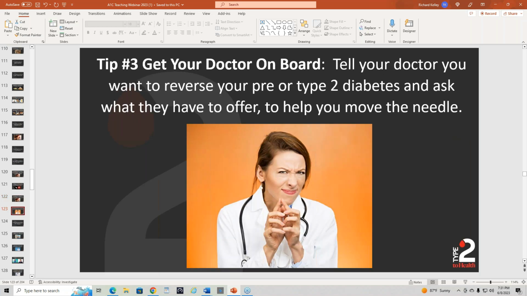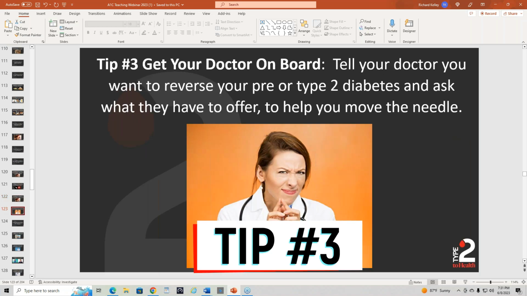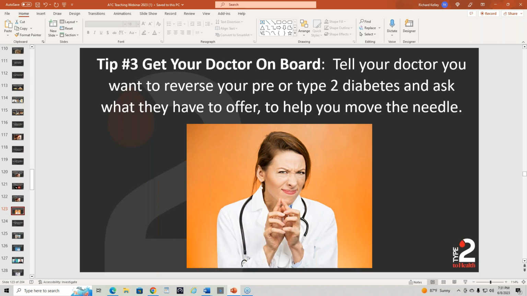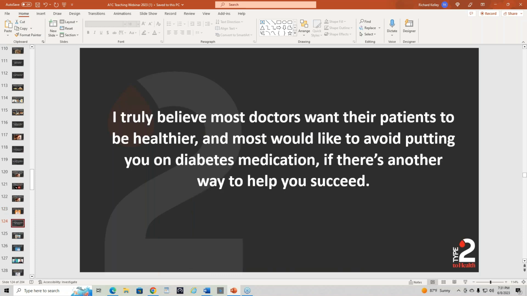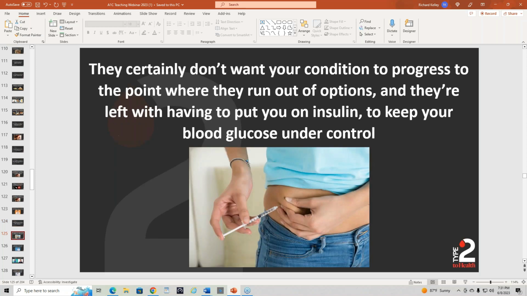And so tip number 3 is just get your doctor on board. Tell your doctor that you want to reverse your pre or type 2 diabetes and ask what they have to offer to help you move the needle. I truly believe most doctors want their patients to be healthier, and most would like to avoid putting you on diabetes medication if there's some other way to help you succeed.